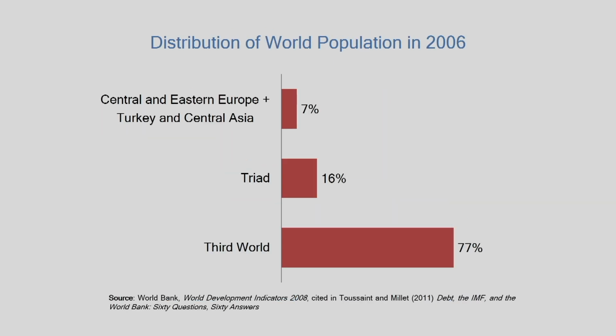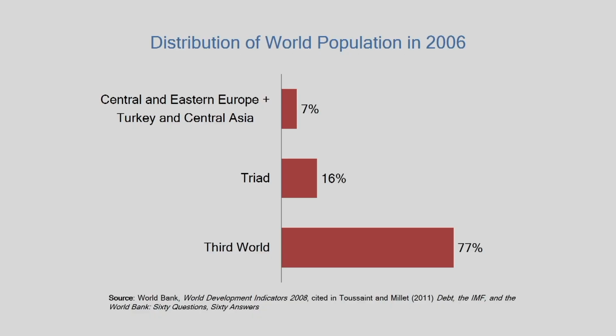In 2006, the World Development Indicators Report of 2008 brought up the 2006 estimates of world population. Going by the distinction that we just made with respect to the global north, the global south, and Central and Eastern Europe plus Turkey and Central Asia, you would see that in 2006, 77% of the world population resided in the third world, 16% in the triad, and 7% in Central and Eastern Europe, Turkey and Central Asia. So, out of a world population of approximately more than 6 billion people, about 84% live in the developing countries, and this number has not changed much.